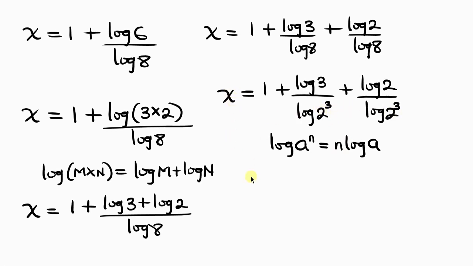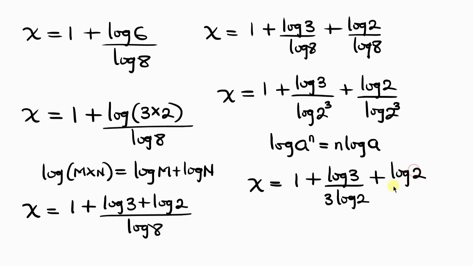So this becomes x equal to 1 plus log 3 all over, so the exponent becomes a base, which is 3, then times log 2. We'll do the same thing here. So we have plus log 2 divided by 3 log 2. So log 2. Now, watch what we have.